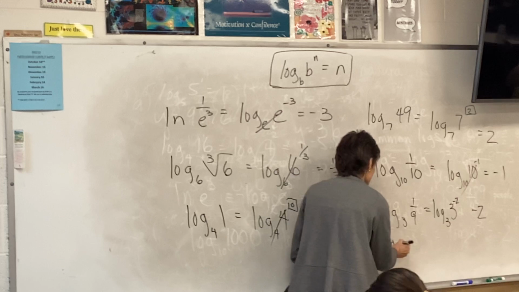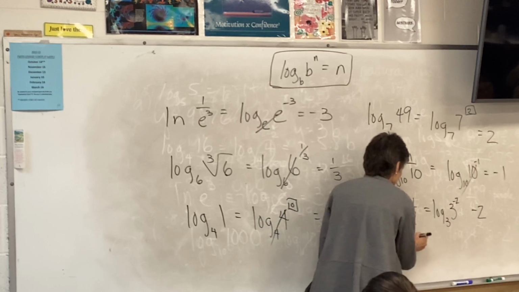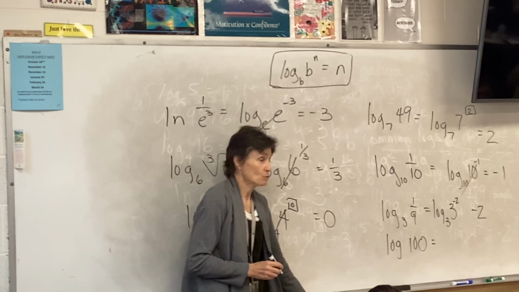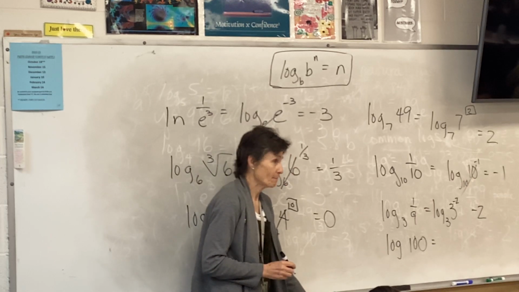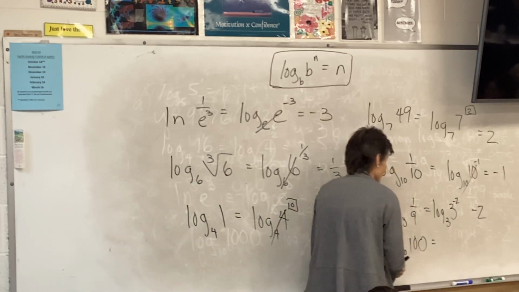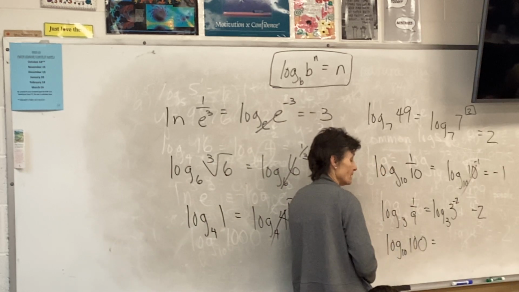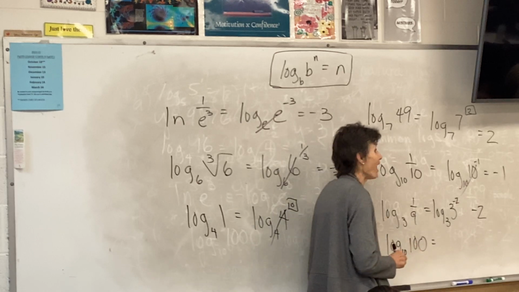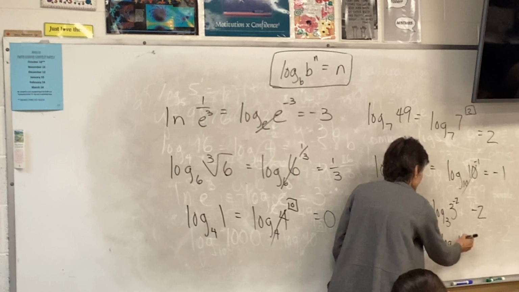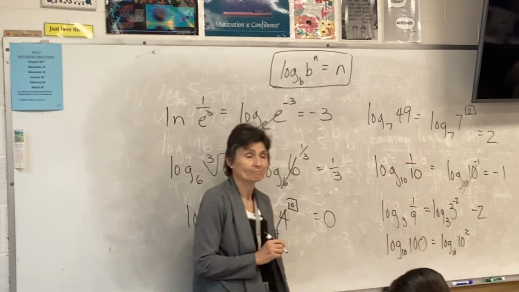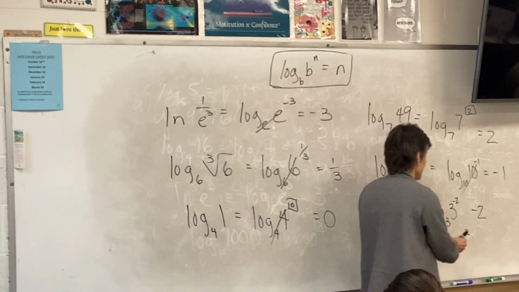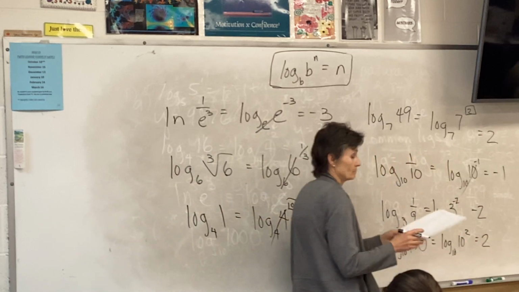All right, try this one. This one's easier. The log of 100. I heard somebody say 10. 10 is wrong. I heard somebody say 2, and 2 is wrong. Remember, the base is 10. 100 is not 10 to the 10th. 100 is 10 to the second, isn't it? So the answer to that problem is 2.